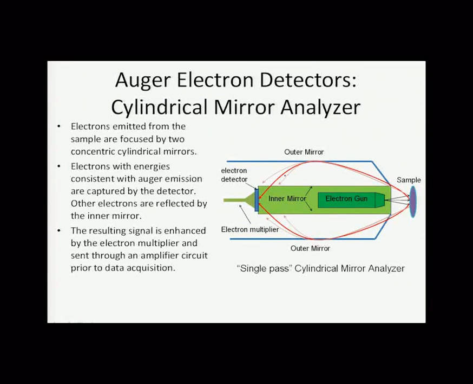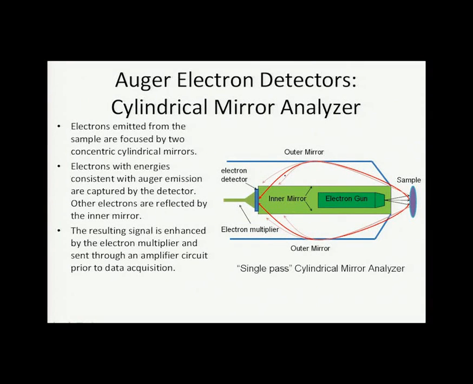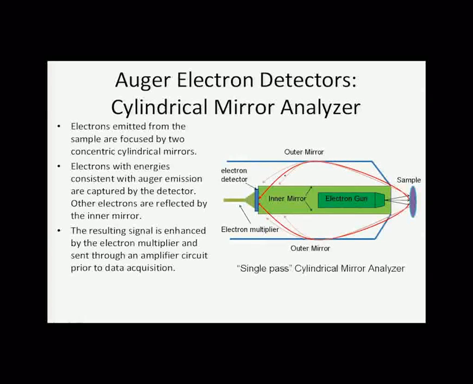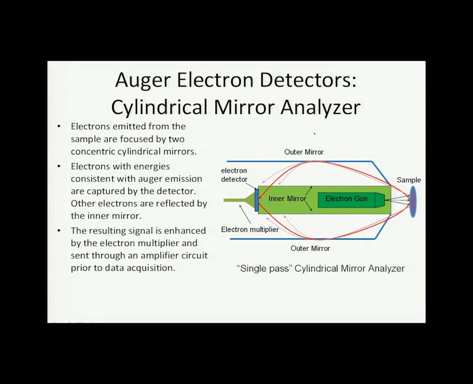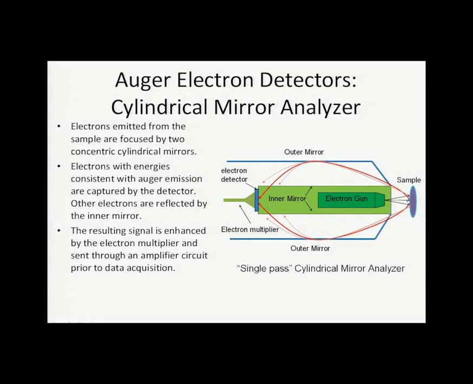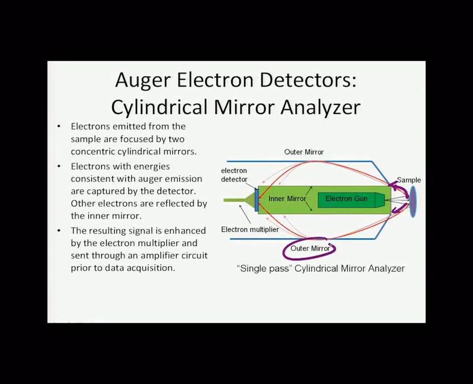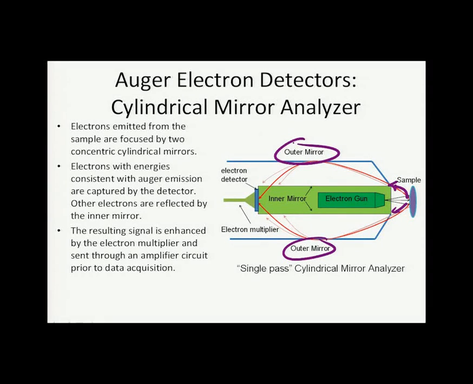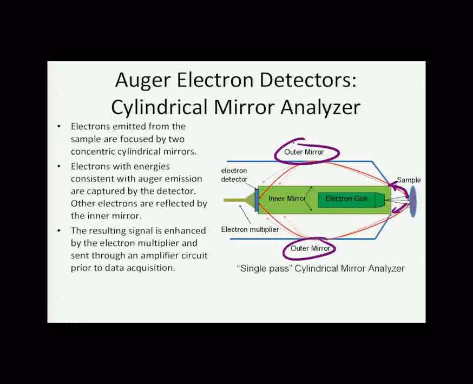Okay, there's also another type of Auger electron detector called the cylindrical mirror analyzer. In this case, the electrons are emitted from the sample and focused by 2 concentric cylindrical mirrors. So we have our electron gun, obviously, our sample, and the Auger electrons being focused by these 2 concentric mirrors. The electrons with energies consistent with Auger electrons are captured by the detector.